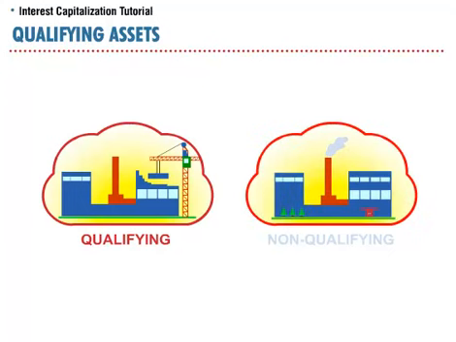Assets that do not qualify include assets that are ready for their intended use, such as a completed building. Assets that also do not qualify are assets that are not being used in the earnings activities of the firm and are not undergoing the activities necessary to get them ready for use. An example might be land held for speculation.